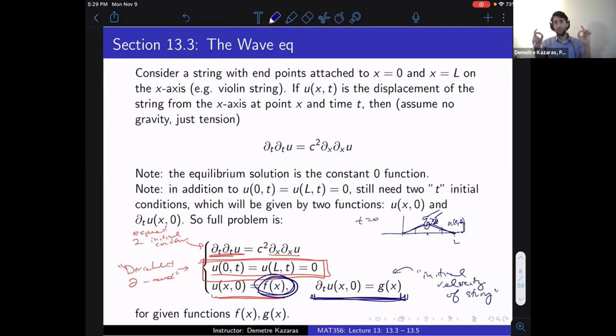So the point is, if we're going to decide on these Dirichlet boundary conditions where we have the two endpoints of the string nailed down, then there are two pieces of initial conditions that we need to supply, which are two functions of x. I call them f and g here, the initial displacement and the initial velocity.